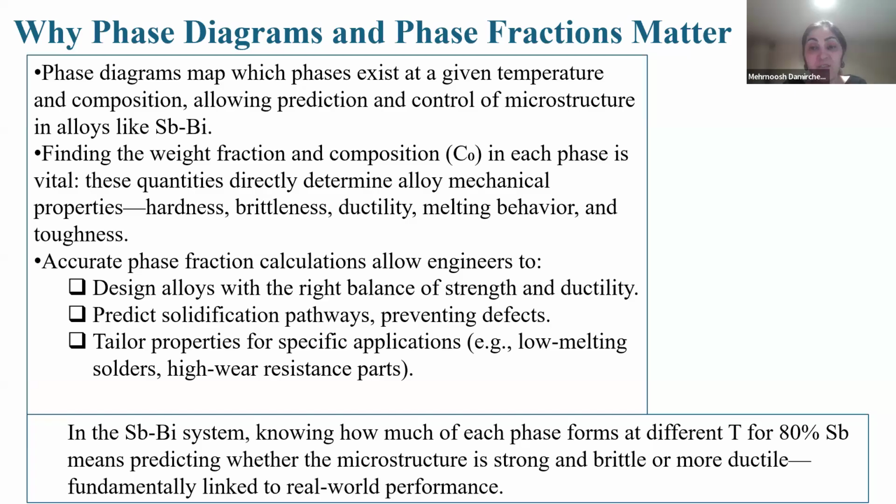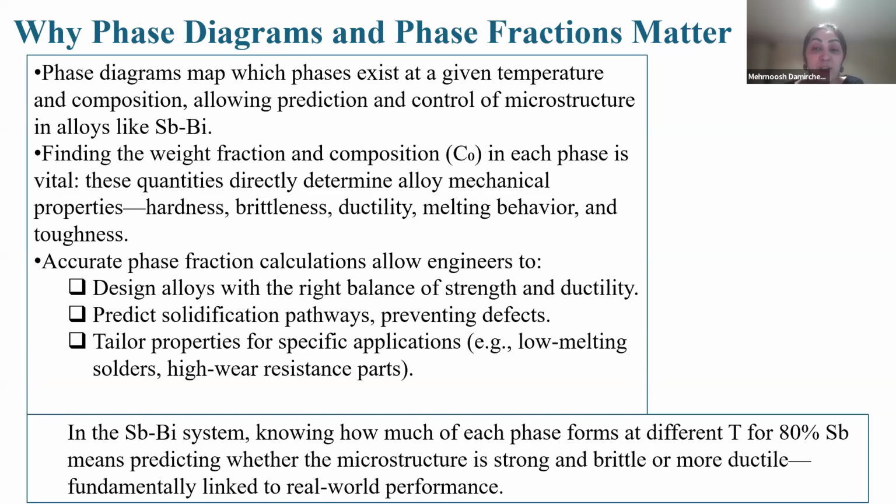And the last slide is very important in my opinion. You remember that we talked about several slides on the Sb-Bi alloy with 80 weight percent Sb and 20 weight percent bismuth at different temperatures, from 100% liquid up to 100% alpha phase, and between them, liquid and alpha phases. Phase diagrams are a critical tool in materials engineering. Why? Because they show which phases are present at any given temperature and composition.